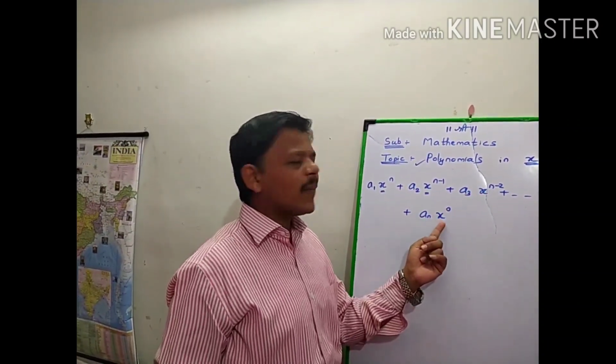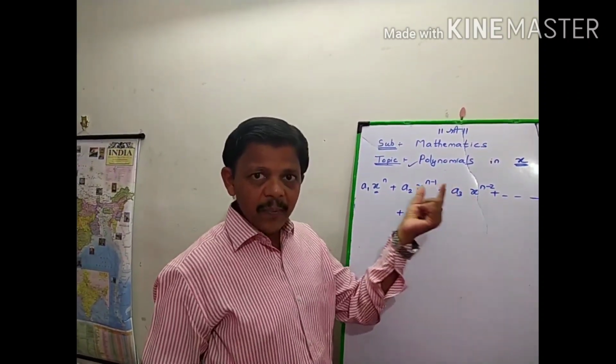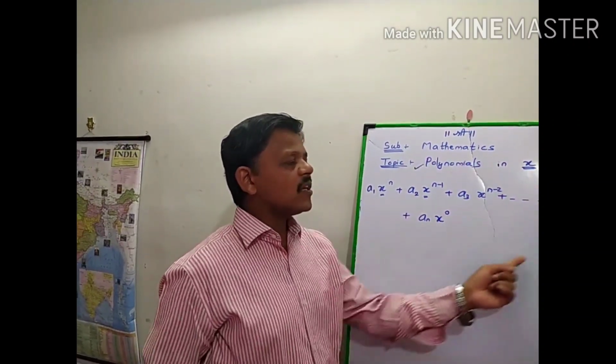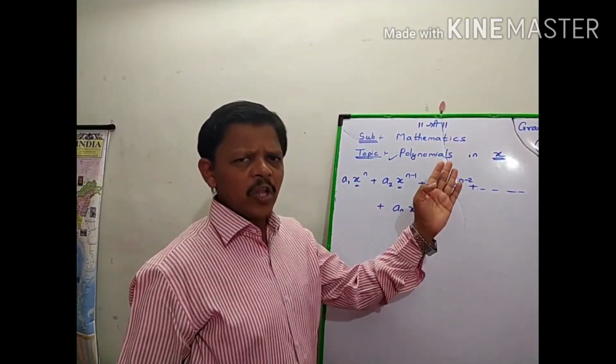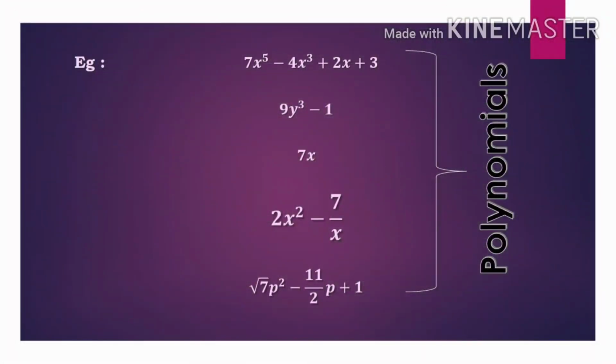At least one variable x is present, and due to the presence of this variable, it becomes an algebraic expression, and an algebraic expression written in this form becomes a polynomial. It's very important. Let me write a few examples.